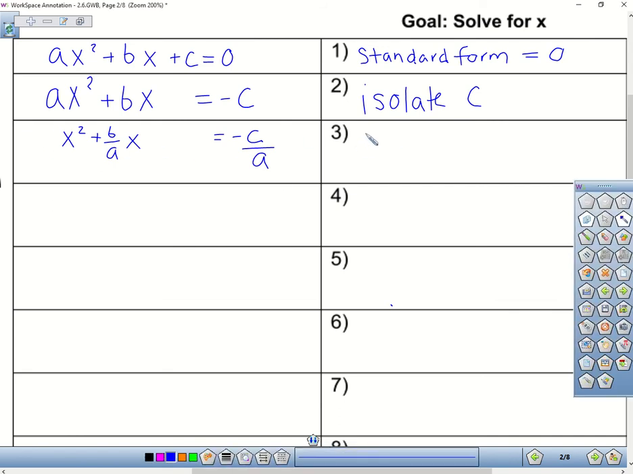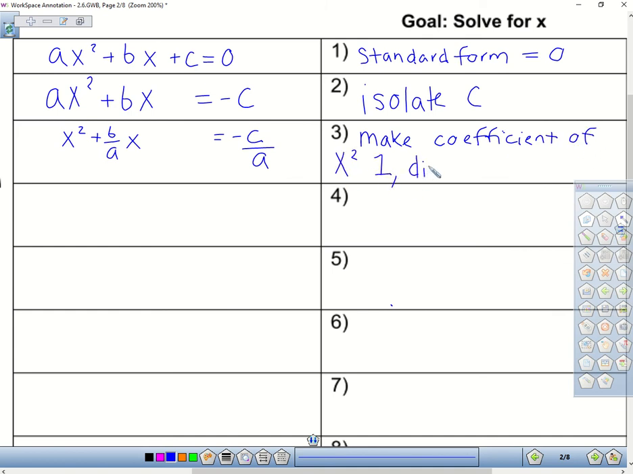Okay, so I basically just divided every term by a. So make the coefficient of x squared 1, divide everything by a. That was our goal on that step, which we did.